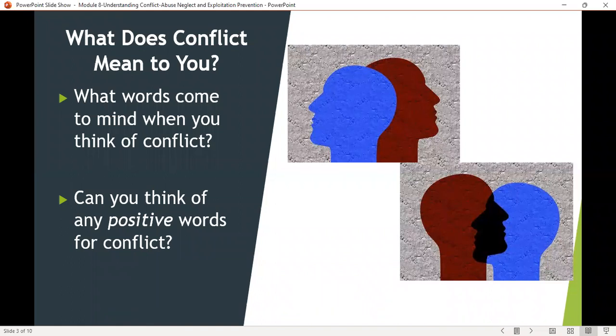What does conflict mean to you? What words come to mind when you think of conflict? There are many words that come to mind when we think of conflict. Did fighting, anger, yelling, hurt, tension, cursing, trouble, disagreement, or punishment come to your mind? What about some positive words that you can think of with conflict? How about clearing the air, hearing other points of view, and resolving disputes?